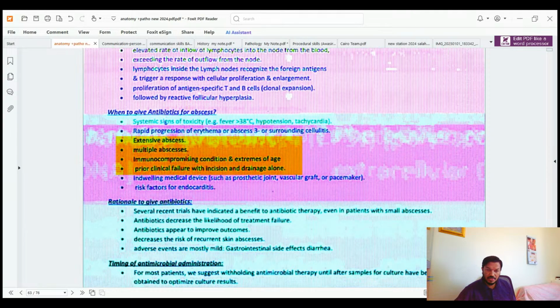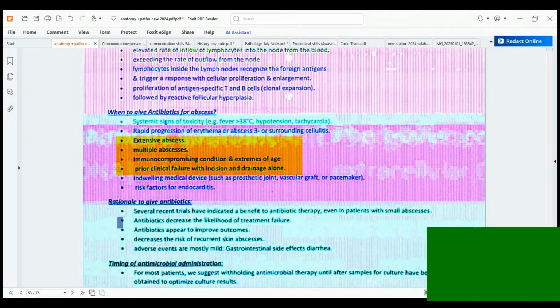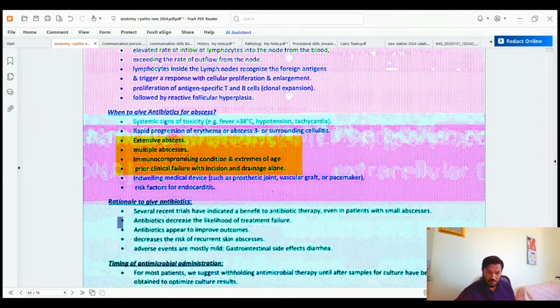Several recent trials have indicated the benefits of antibiotic therapy even in patients with small abscesses. Antibiotics decrease the likelihood of treatment failure, appear to improve outcome, and decrease the risk of recurrent skin abscess and adverse events.